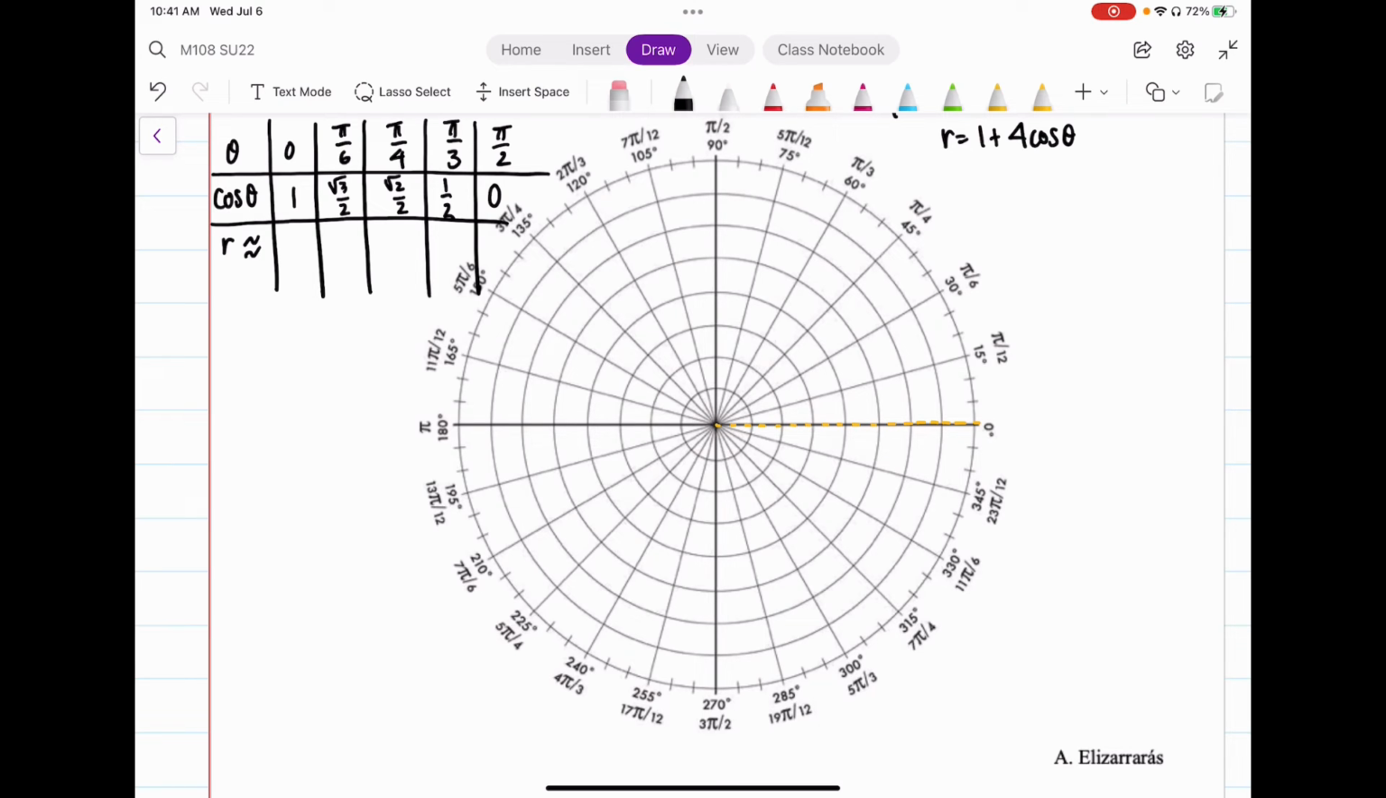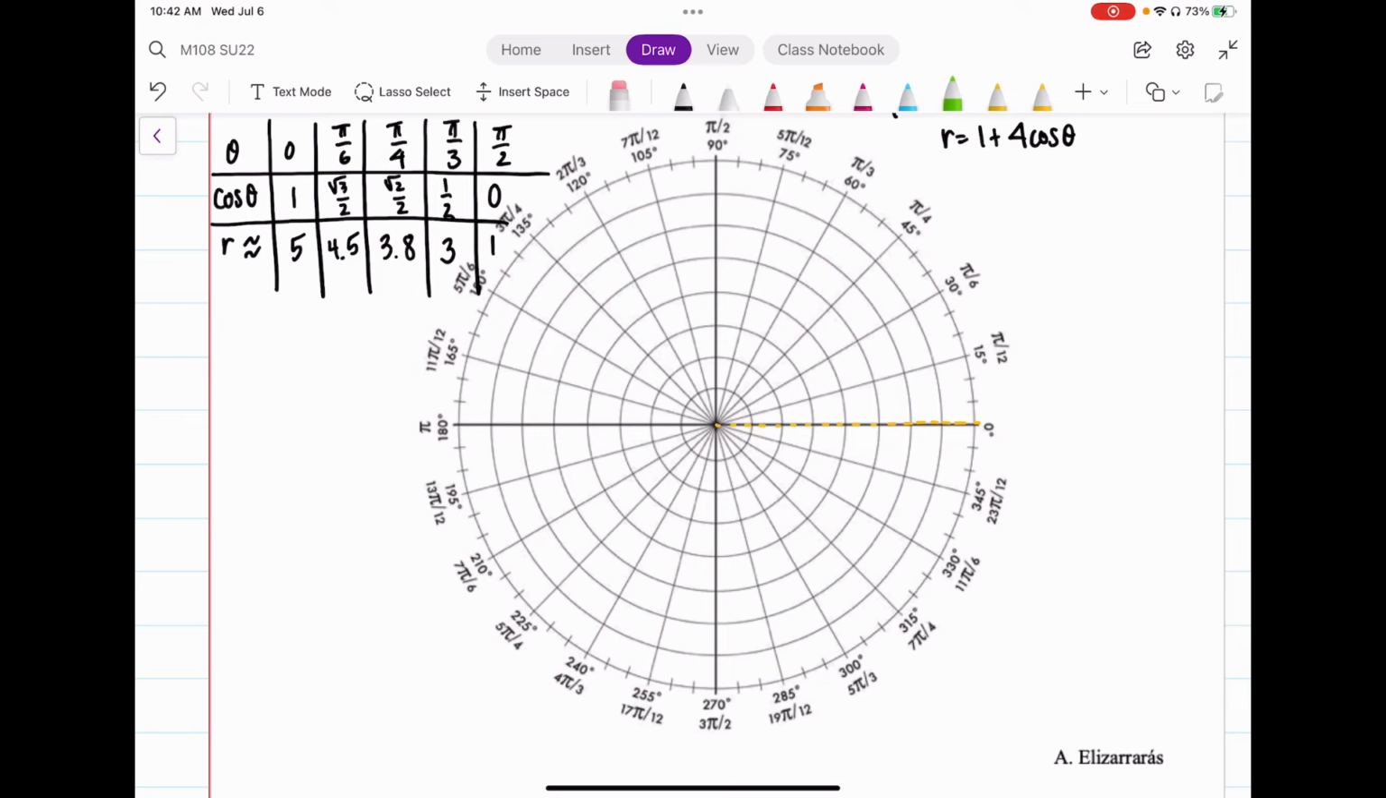1 plus 4 times 1 is 5. 1 plus 4 times root 3 over 2 is approximately 4.5. 1 plus 4 times root 2 over 2 is approximately 3.8. 1 plus 4 times 1/2 is 3. And 1 plus 4 times 0 is 1. Let's plot these points and then go from there, see if we need to do more points.